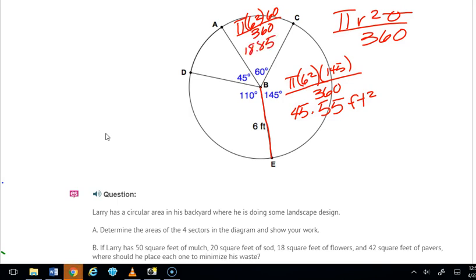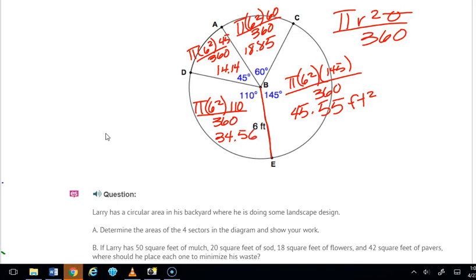18.85. I'm going to keep moving around my circle, and I'm going to do the 45. So again, this is going to be pi times 6 squared times 45 divided by 360. This one's going to be 14.14. Again, all these are going to be feet squared, just not putting that there. Our last one is going to be the same thing, pi 6 squared times 110 divided by 360. And this one is 34.56.